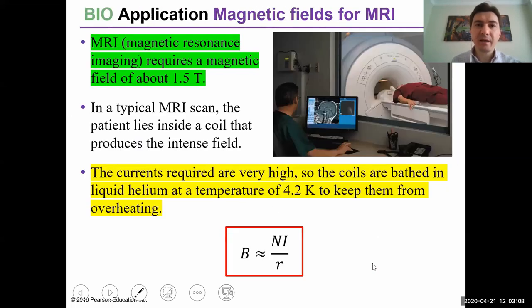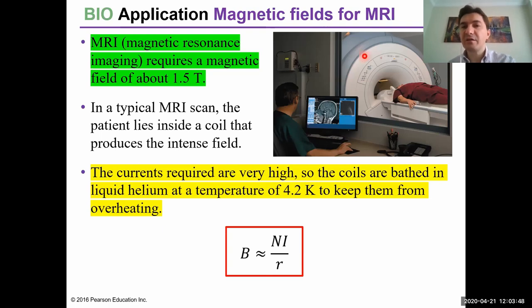So here I have a bio application, and then I will finish my lecture. Magnetic fields for magnetic resonance imaging systems. This type of machine usually requires or uses a magnetic field of about 1.5 Tesla, okay? So just consider that in order to get a huge 1.5 Tesla, you need many turns and you need huge current, or you should decrease the radius.